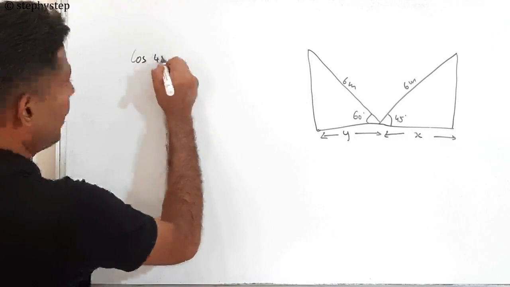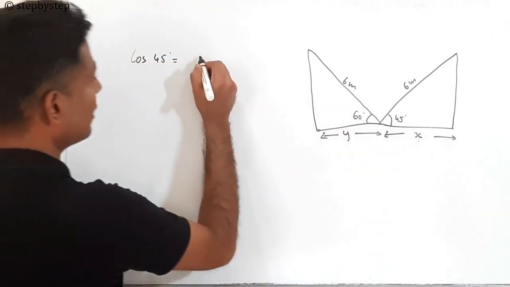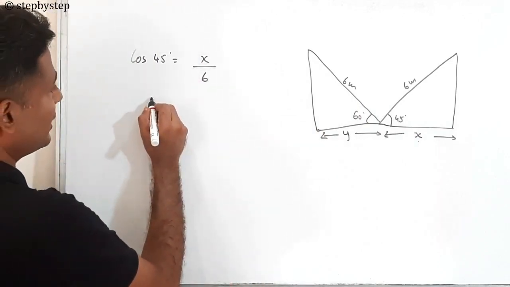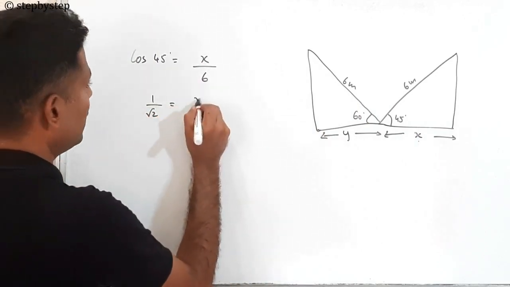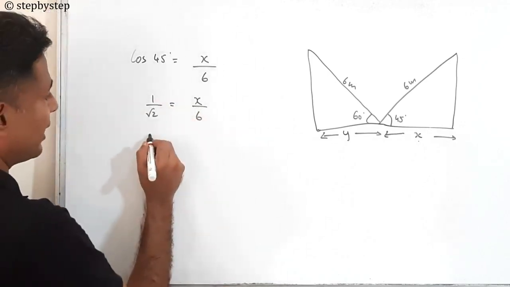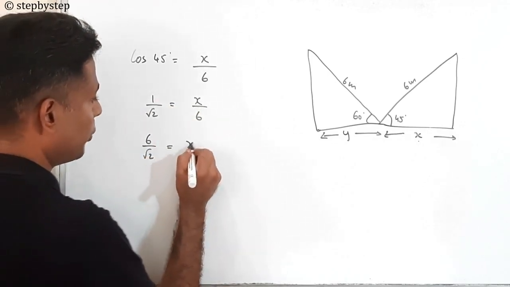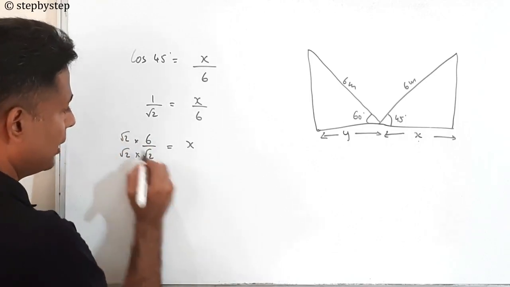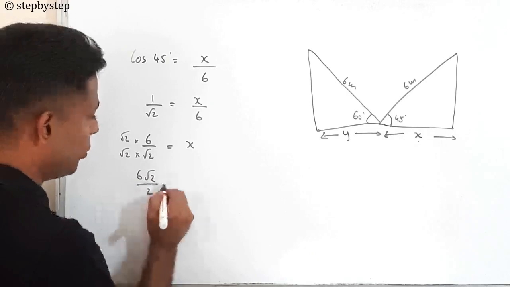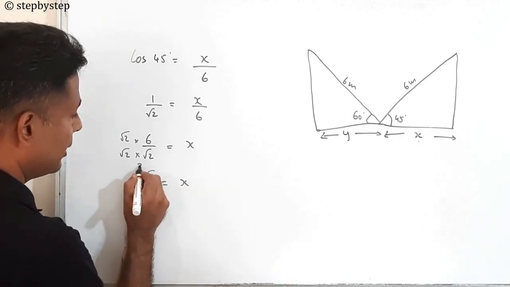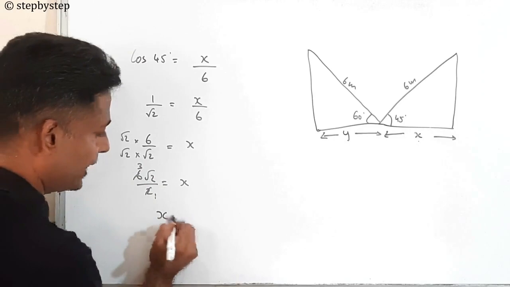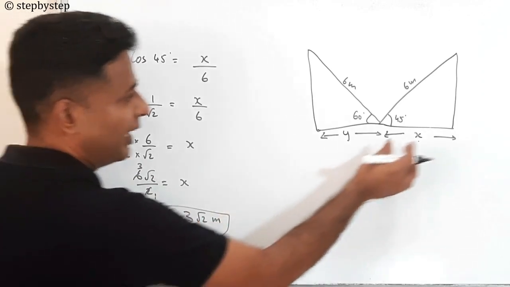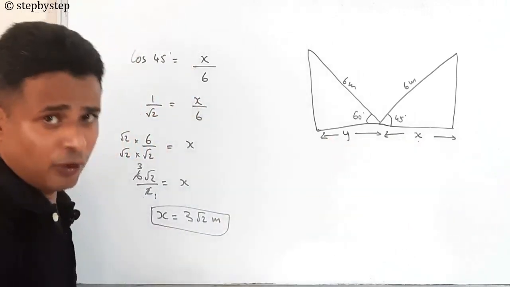So cos 45 degrees equals adjacent by hypotenuse, that is 6. Cos 45 is 1 by root 2 equals x by 6. So 6 when I transpose, 6 by root 2 equals x. But the denominator is irrational, so we rationalize by multiplying by root 2 up and down. So we get 6 root 2 by 2 equals x. 2 ones are 2, 2 threes are 6. So 3 root 2. So what do we get? x equals 3 root 2 meters. Now we have found the value of x. Now we need to find the value of y.